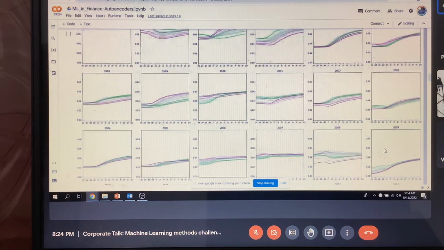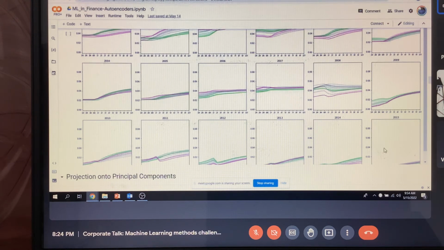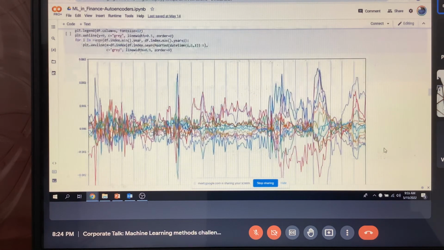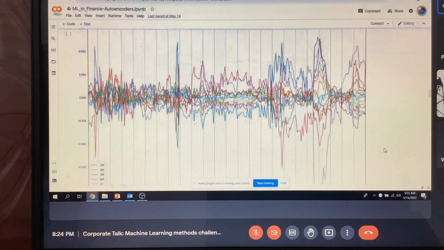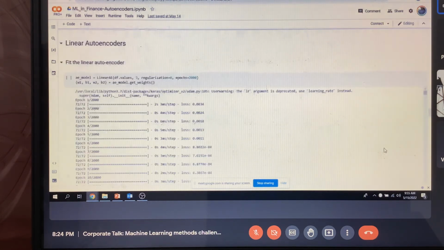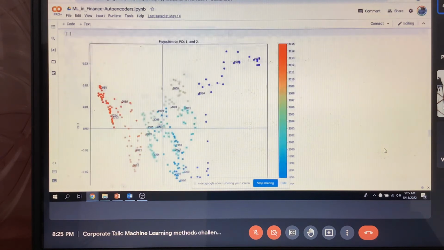So if we have to do PCA, obviously it will be good, but it will take a lot of time. So this is the reconstruction error, the error for PCA. These are the components, how they are resolved. Only 3 components. And with PCA, you have another issue too.